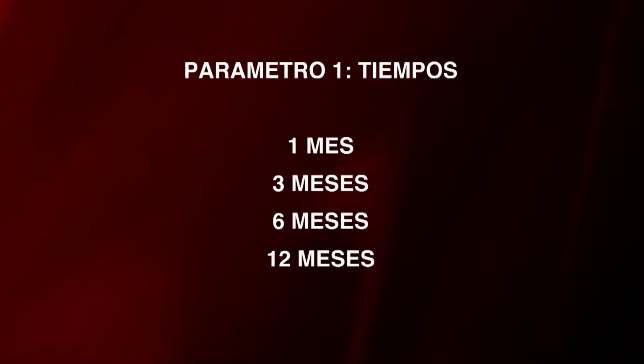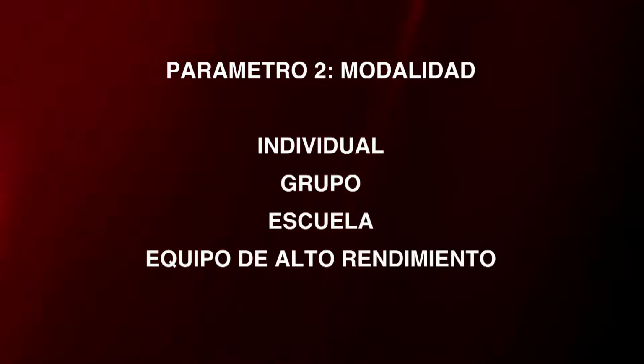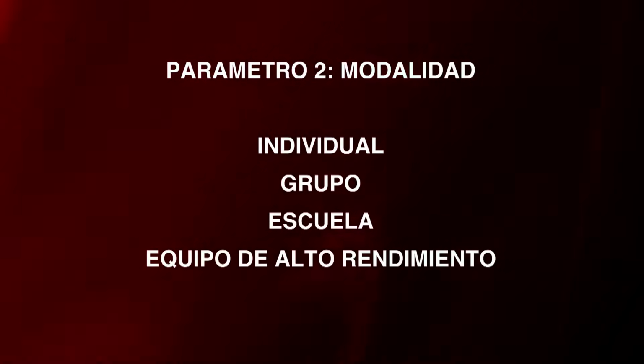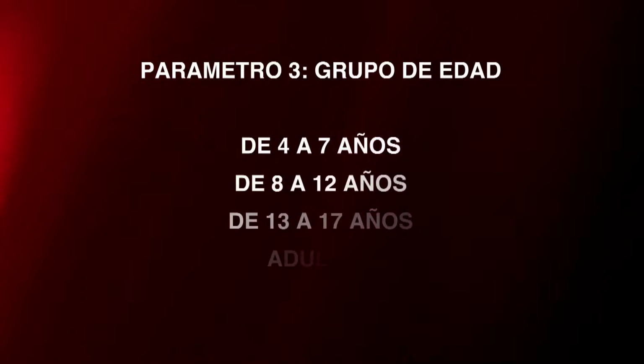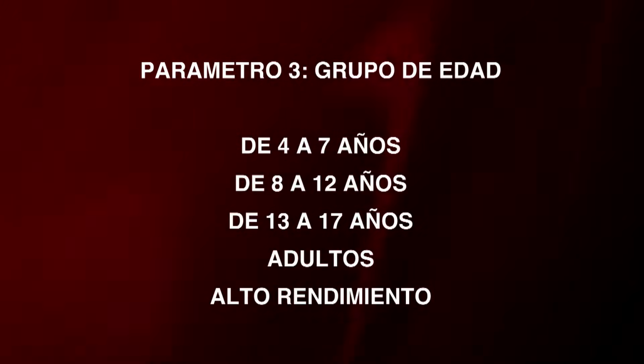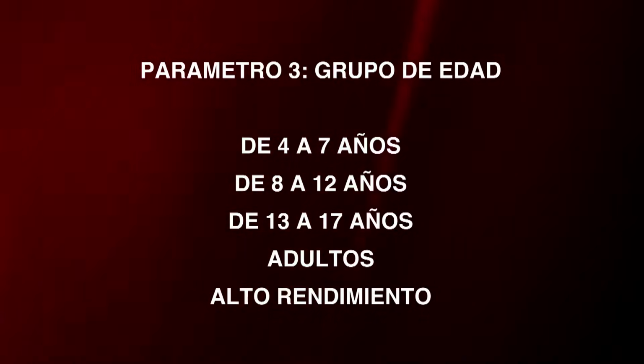First parameter: time. 1 month, 3 months, 6 months, 12 months. Second parameter: group type. Individual, group, school, high performance team. Third parameter: age group. 4 to 7 years, 8 to 12 years, 13 to 17 years, adult, high performance.